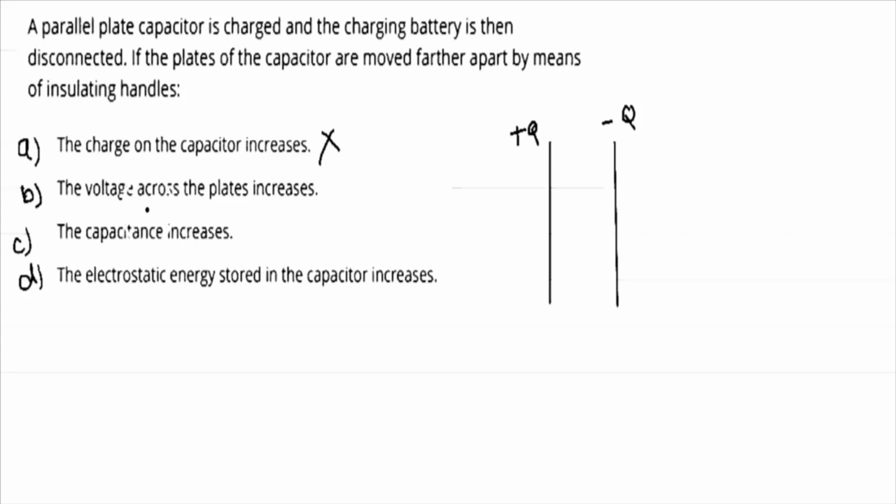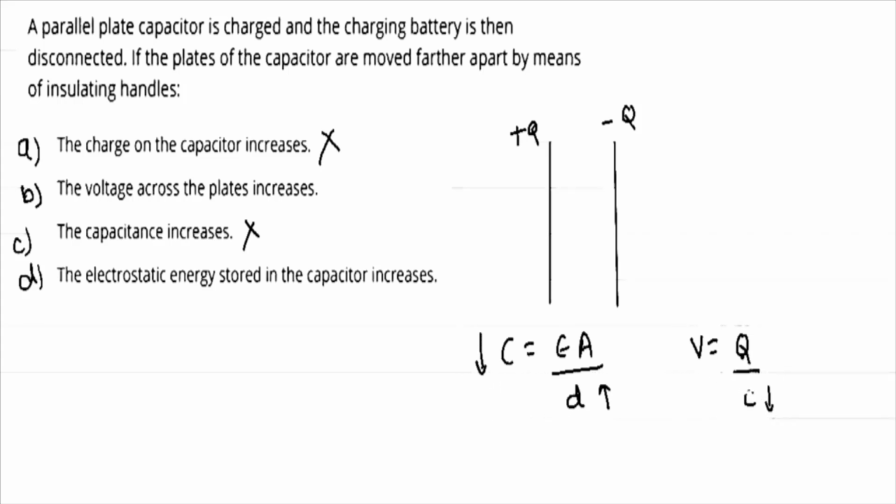Now, potential or voltage across the capacitor increases and capacitance increases. So first of all, we should write about the capacitance. Capacitance is written as C equals epsilon A divided by D. Now, if the separation is increasing, D is increasing. If D is increasing, then capacitance is decreasing. This is wrong. Now, what to say about the voltage? V equals Q divided by C. Now we know that C is decreasing, so this is decreasing.